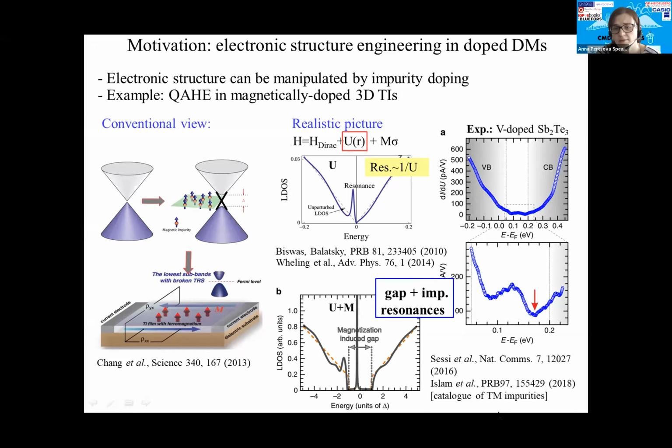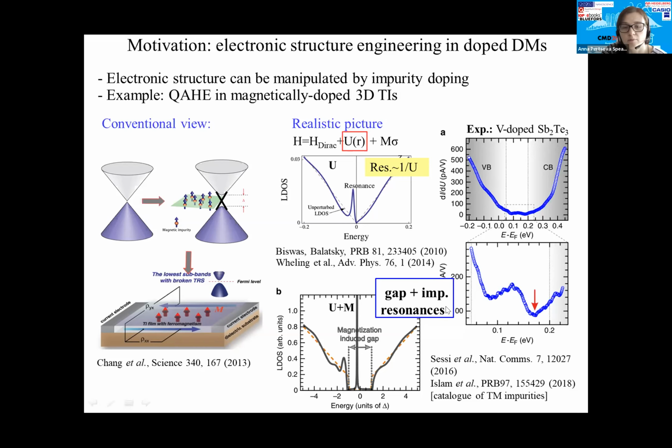So we have been looking into these impurity resonances in different settings, using model calculations and also ab initio calculations, to show how they appear in realistic systems and how they depend on the nature of the TI and the nature of the magnetic doping.